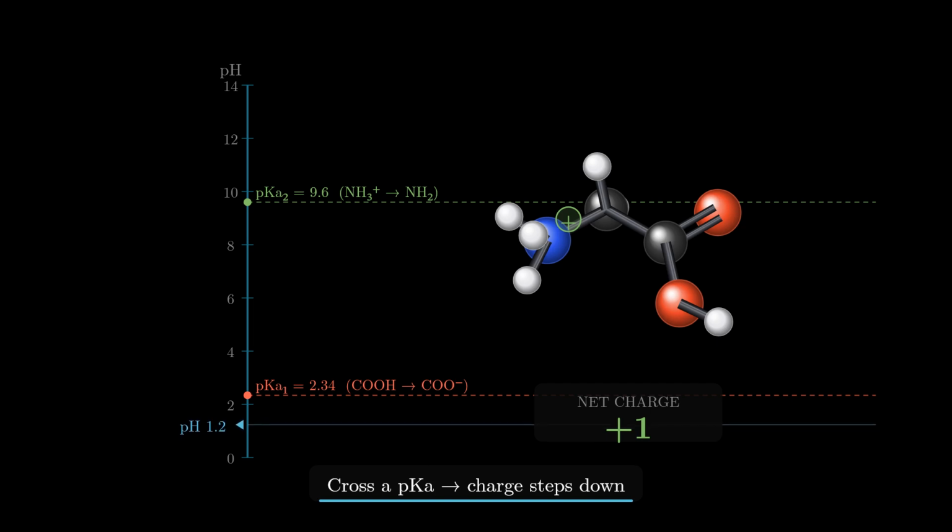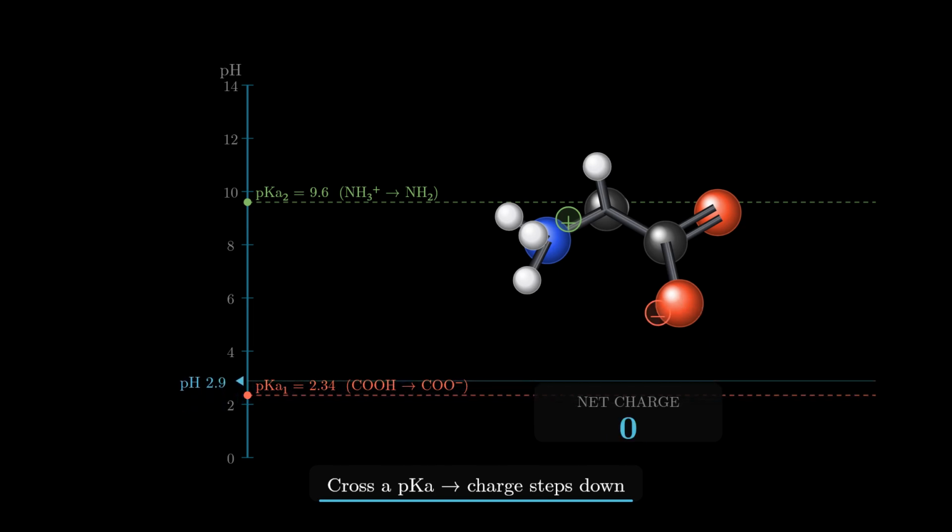As you pass 2.3, the carboxyl group crosses its pKa and lets go of its proton. COOH becomes COO-, negative. Look at the molecule now, a negative carboxylate, a positive ammonium. Two charges, opposite signs, on the same small molecule. Net charge, 0. This form has a name, the zwitterion, from the German for hybrid ion.